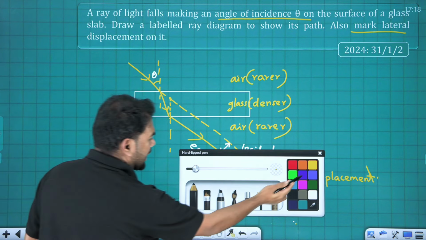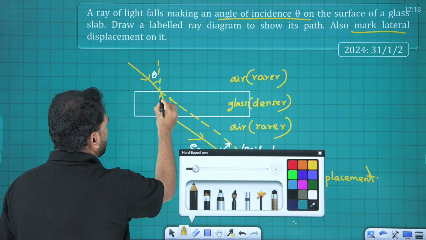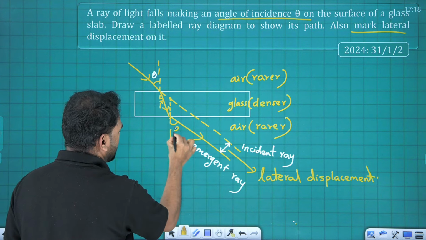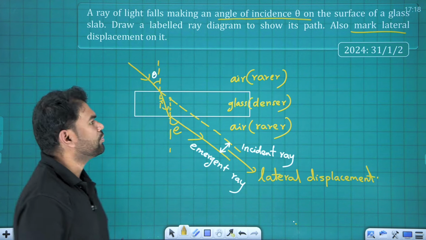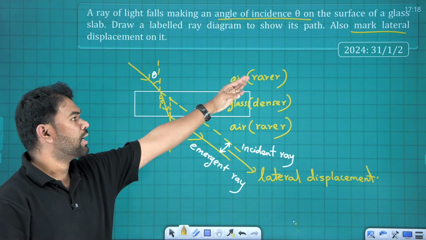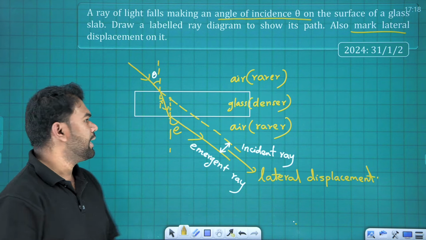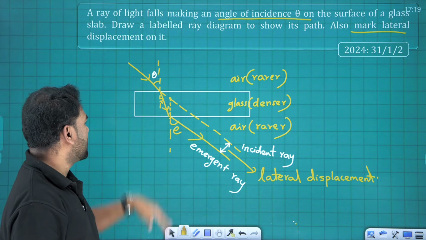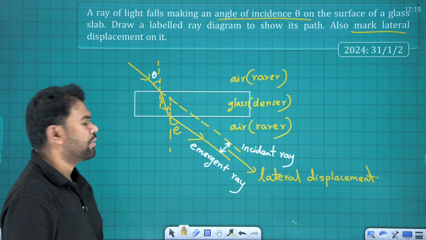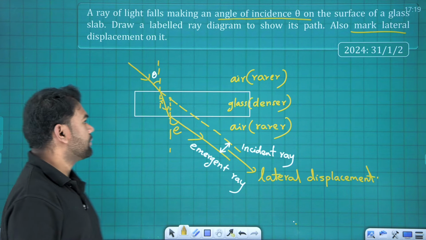Now you can mark the other points also. This is the angle of refraction and this is the angle of emergence. In this question they are not asking to mark all this. They are just asking to mark lateral displacement only. So you just need to mark lateral displacement. Next time you can expect the angle of incidence, angle of refraction and angle of emergence, all points to mark.